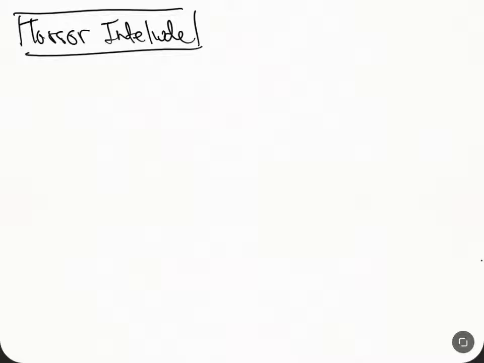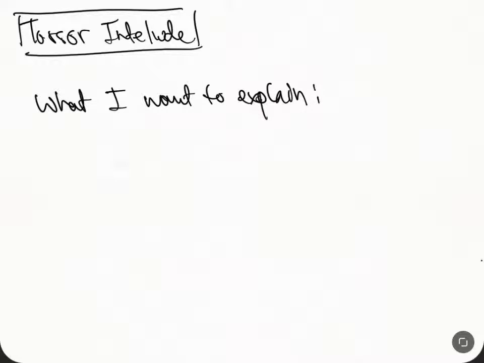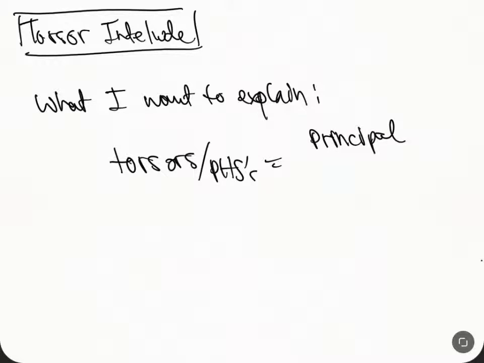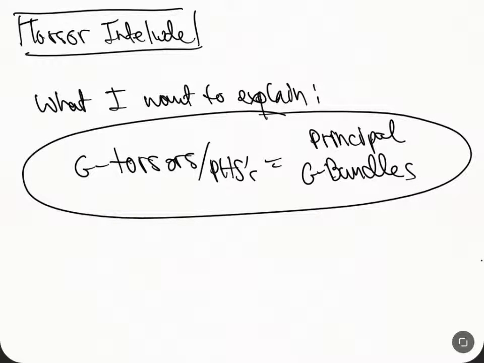And what I want to explain is that torsors, slash principal homogeneous spaces, are equal to principal bundles. So these are principal G-bundles. See, these are kind of G-torsors. So there are these two things. This is the goal of what we're going to do.